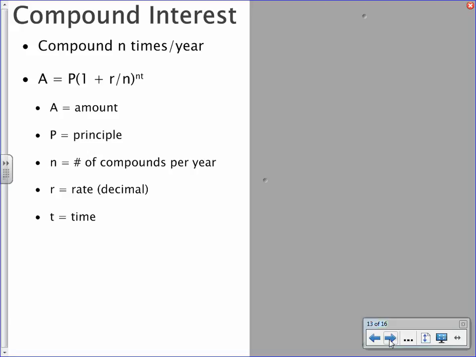Okay, so this is compound interest, where you start with a principal amount, and the interest is compounded or calculated every so many times a year. So this would probably be more of a savings account example. If your interest is calculated every month, then that would be 12 times a year. Every week, that would be 52 times a year, right? You have a rate at which your interest is calculated. Your rate has to be a decimal, and time is going to be in years.